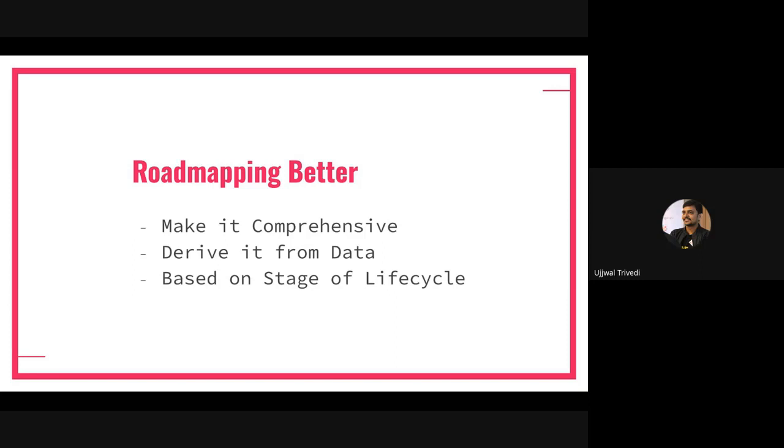Cool. So, bringing it together: make it comprehensive using the whole feature bucket framework, derive it from the data, set goals, and then base it on the stage of the life cycle. The next set may not be very useful for all of you, but if there are any questions, I would like to answer those first.